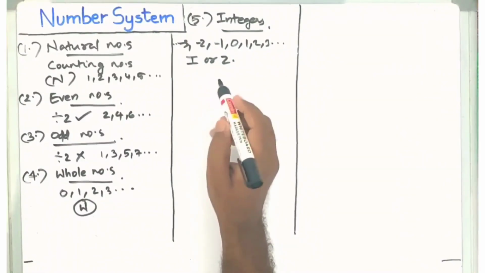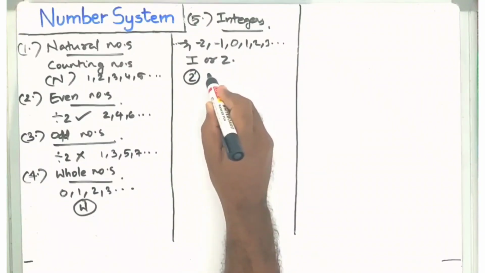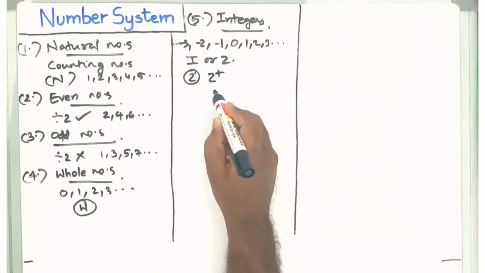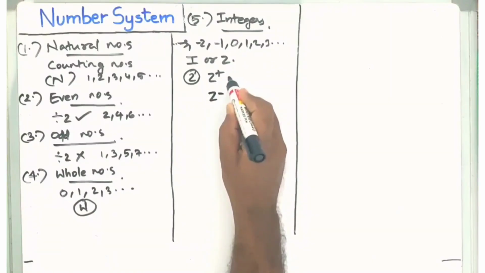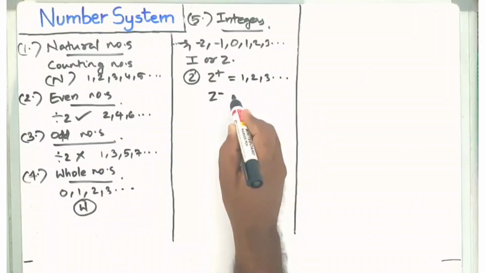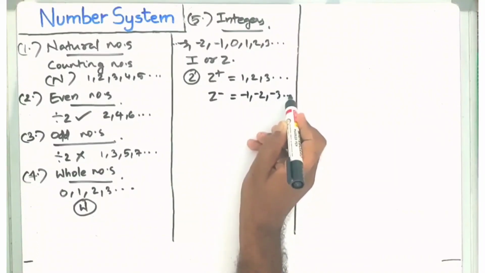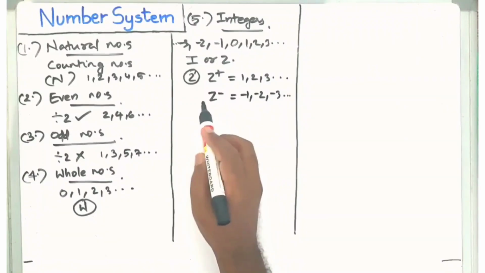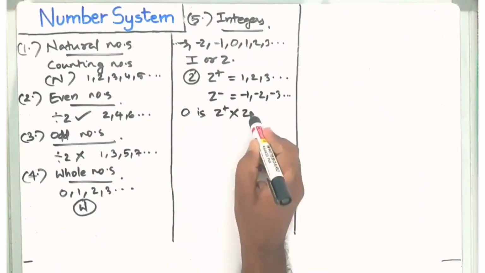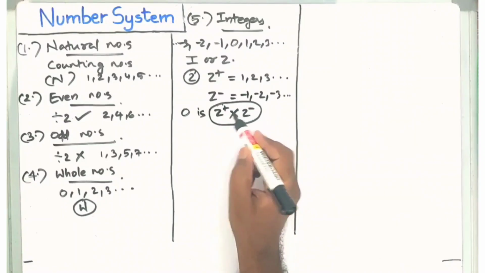We all know that integers can be classified into two: either positive integers or negative integers. Positive integers are 1, 2, 3, etc. and negative integers are -1, -2, -3, etc. And here the important point is 0 is neither a positive integer nor a negative integer.